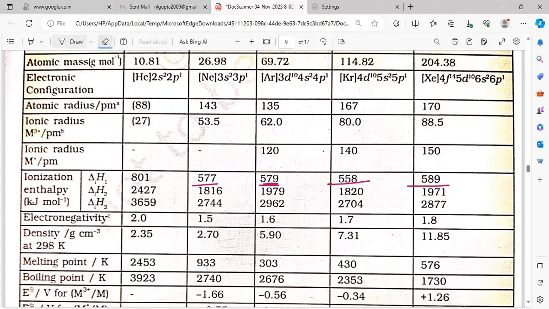Wait, now let me check the value. Okay, firstly, you write the values. See the values. The highest is 801. Then which one is going to come, 579 or 589? 589 will come, then 579. Then 577. Then 558. See the exception.